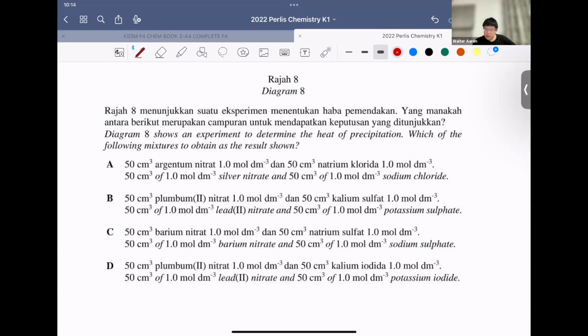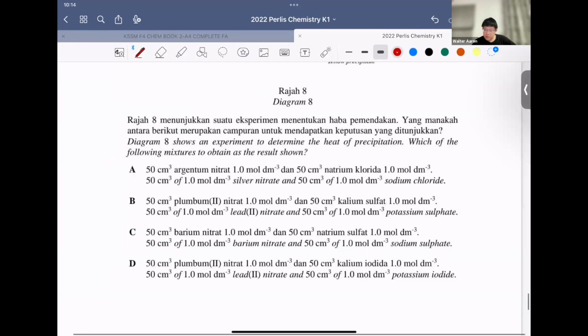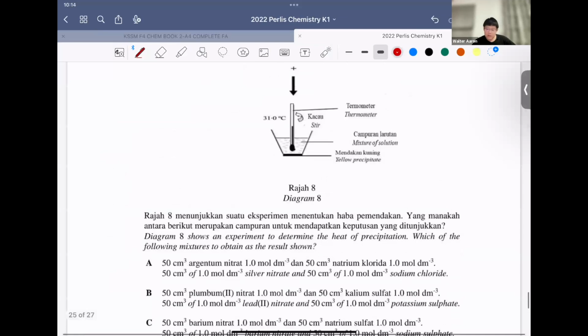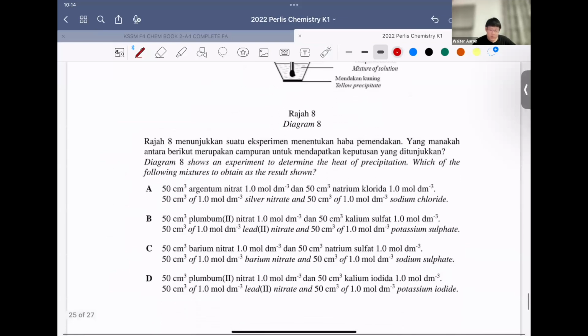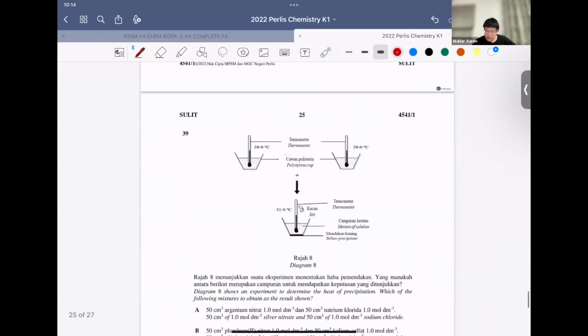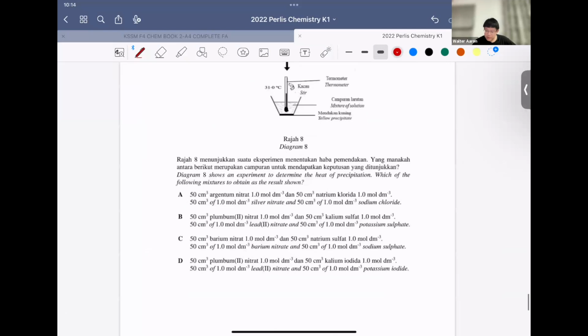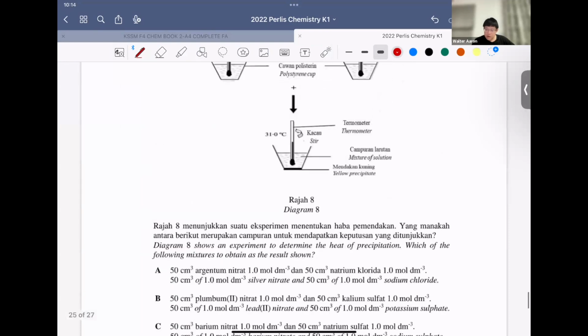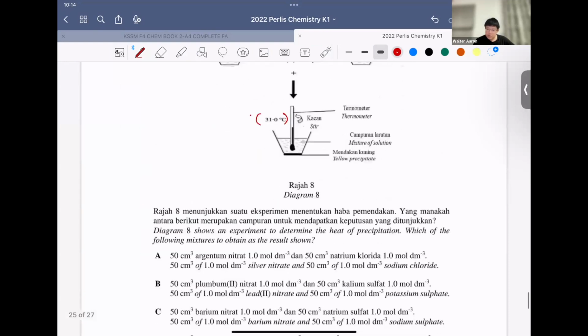So which of the following mixtures obtains the result as follows? You have to choose something which can release heat. I think in this case here for number 39, the answer should be donkey lah. Between lead nitrate and potassium iodide to form lead iodide, all the volume will stay constant, right? So the only one that's exothermic in this case is the one with an increased temperature over here. So it's basically donkey.